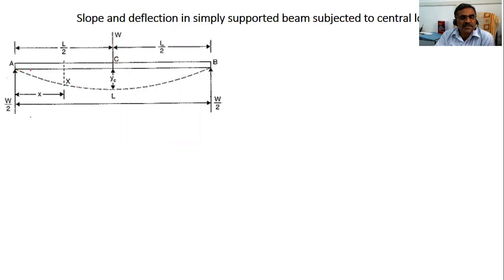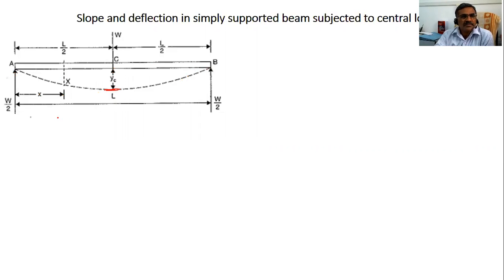At the supports, the deflection will be zero. At the center point, deflection will be maximum. When deflection is maximum, the slope will be zero. If you draw a tangent, it will be a horizontal line, so the slope will be zero. So at points A and B, deflection is zero.